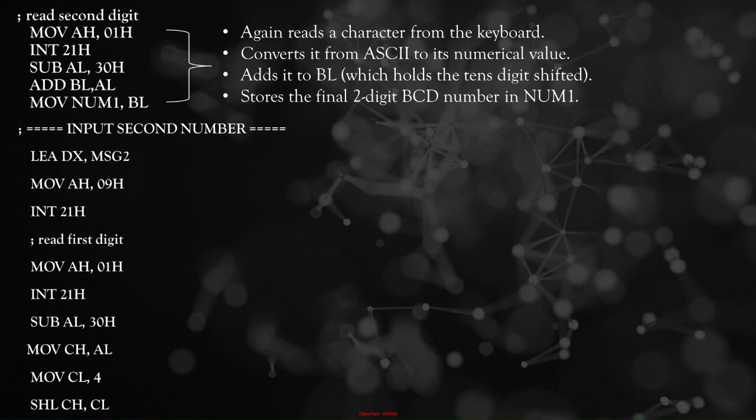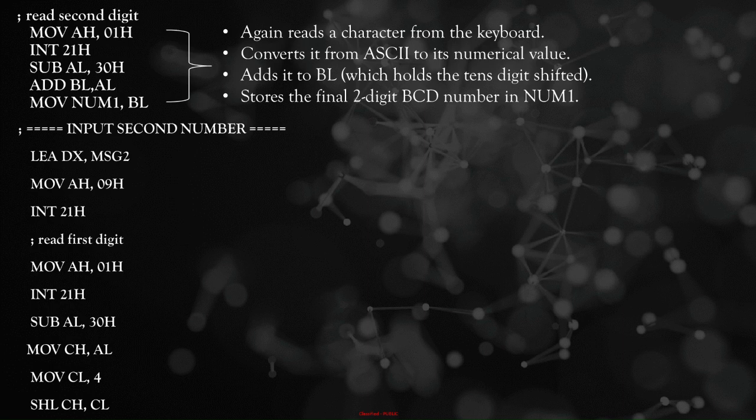The ADD BL, AL makes BL a packed BCD byte. High nibble is tens, low nibble is ones. I then store BL into memory at num1. Now, to input the second number, I print the second message, message 2, in the same way as the first, so the user knows to enter the second two-digit number.